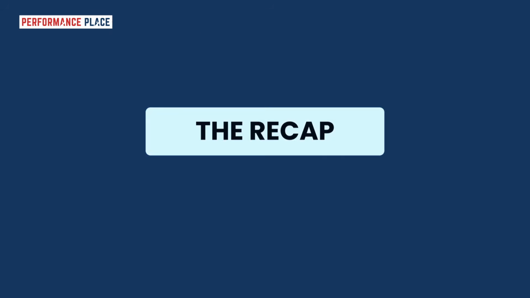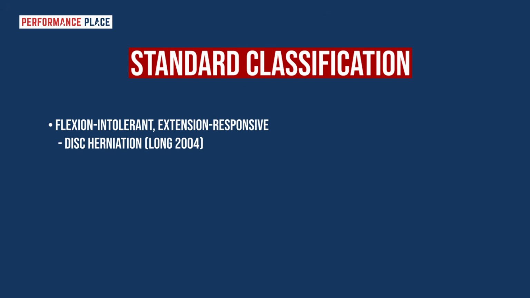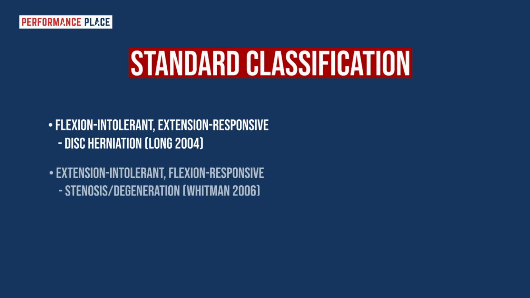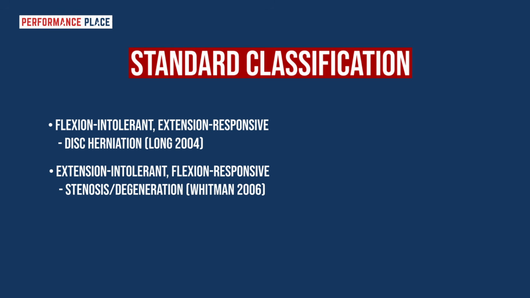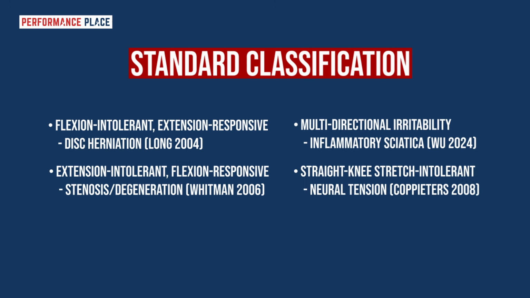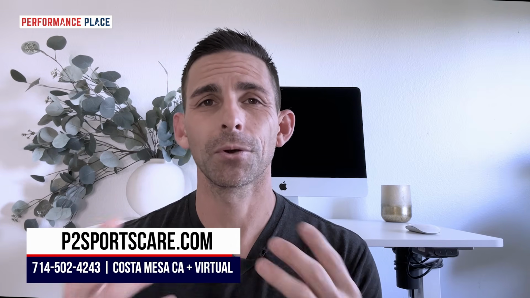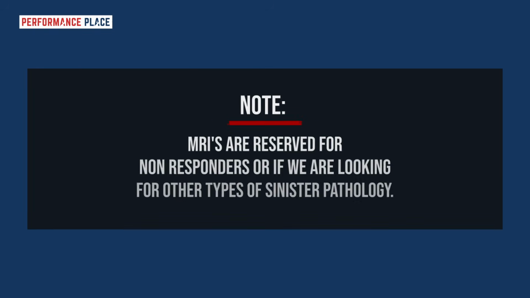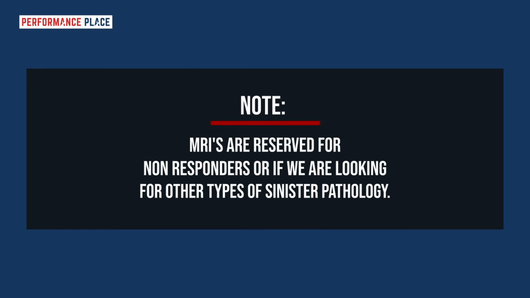Let's recap. There's standard classifications for sciatica. First, we have the flexion intolerant, extension responsive case, which is oftentimes a disc herniation. Then we have an extension intolerant, flexion responsive type of case, which is oftentimes stenosis or degeneration. Third is multidirectional irritability, which is often inflammatory or a radiculitis. Lastly, straight knee stretch intolerant, which is a sign of neural tension. These classifications help us establish early treatment guidelines even when there is constant pain and irritation, well before an MRI is even needed. MRIs are typically reserved for those not responding to conservative care.